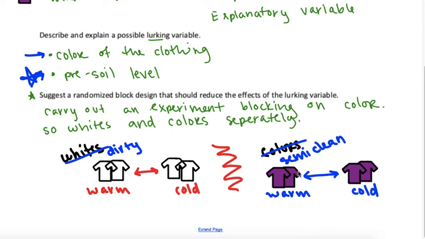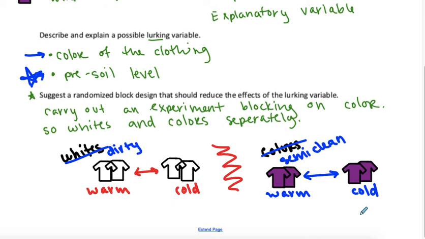And as you get really involved into experimental design, you can have levels and levels and levels that you would break this down. So we could even, and again, we won't get this crazy on the AP test or any descriptions that we were doing, but we could say, okay, we're going to do this 4 times and do whites that are dirty, whites that are semi-clean, colors that are dirty, colors that are semi-clean, and we could do 4 different groups there, blocking not only on the clothing color, but also on the pre-soil level.